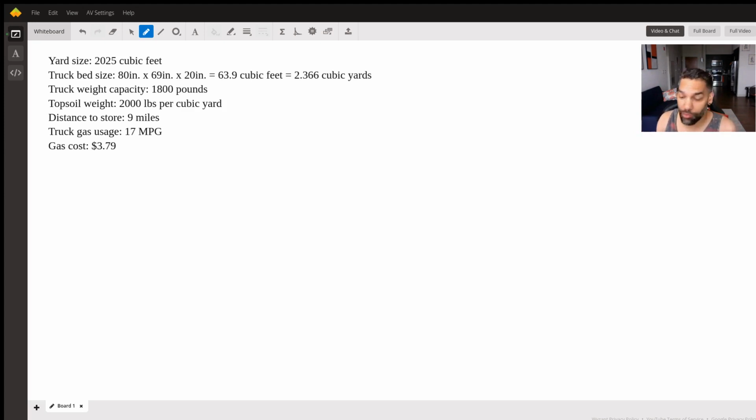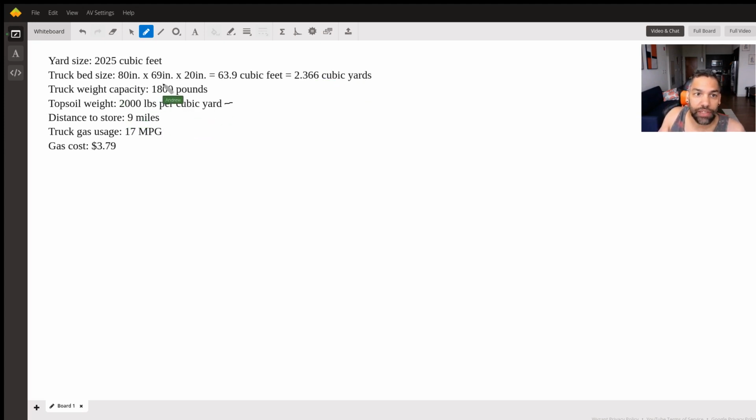But let's jump right into exactly how to figure this out. The first thing we need to do is determine how much the truck can transport back and forth, because there are some limitations, namely size limitations and weight limitations. The most important thing here is that the topsoil is 2,000 pounds per cubic yard. Because the truck weight capacity is only 1,800 pounds, we can't do a full cubic yard. And we already know that the truck bed capacity is over 2 cubic yards. So this weight capacity is really what's going to limit us.